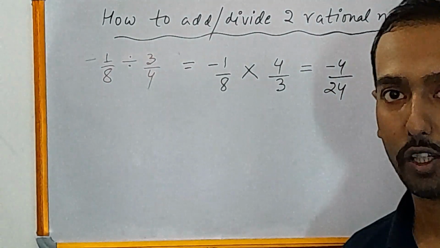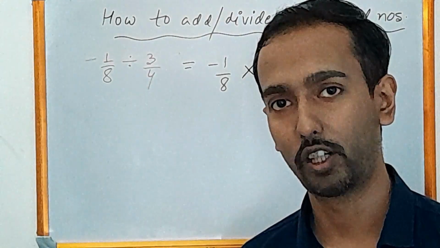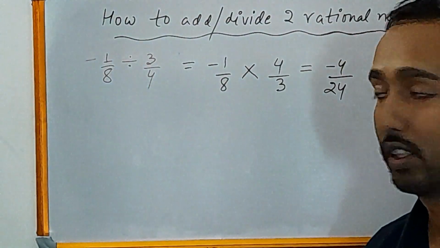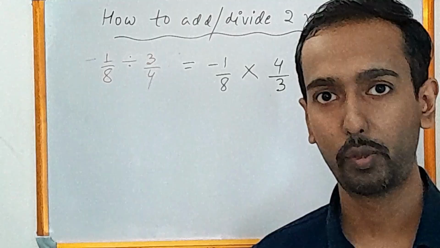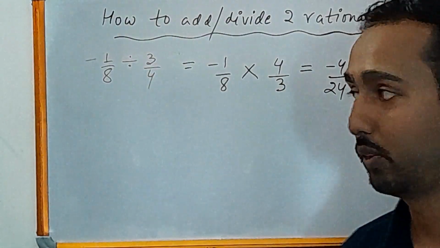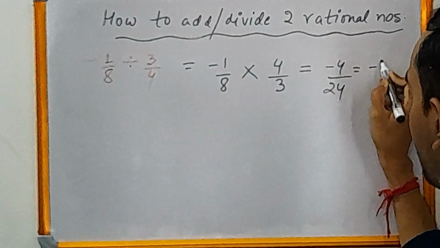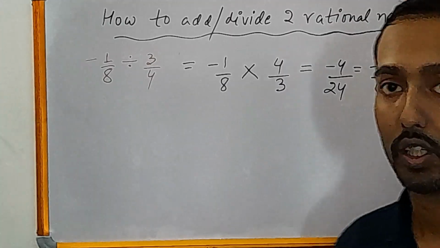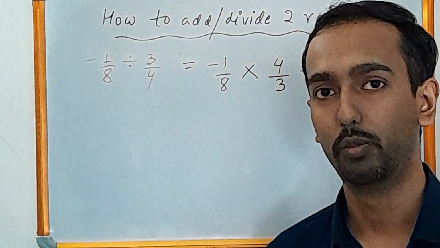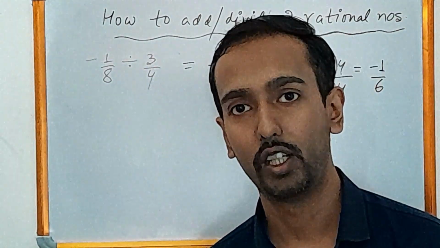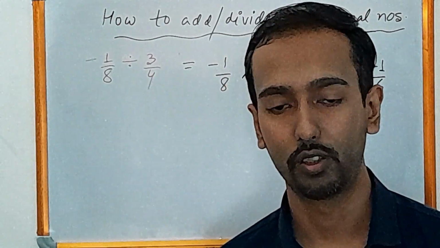And since we know that -4/24 is not reduced to its standard form, we will again divide the numerator and denominator by their HCF. And since we can convert them, in this way we can divide the two rational numbers. So this was all about addition and division part. Now let's move to the next topic.